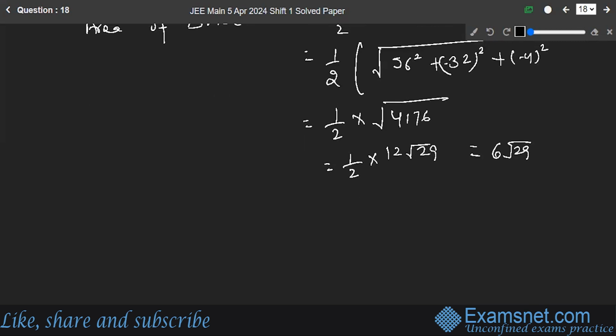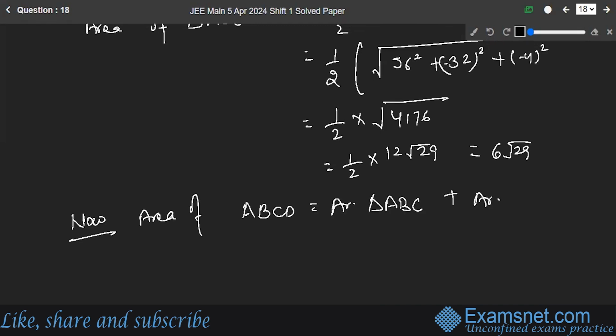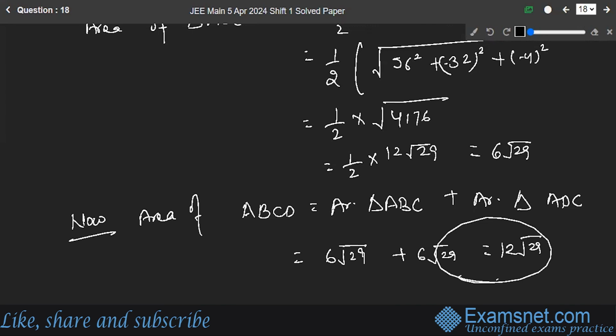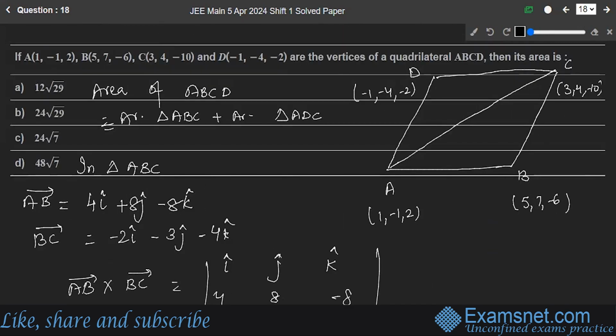Now, area of the quadrilateral ABCD is equal to area of triangle ABC plus area of triangle ADC. This was root 6 root 29 and this was also the same. This is 12 root 29. This is the answer to the question, 12 root 29 square units. Here you have the first option as the right answer.